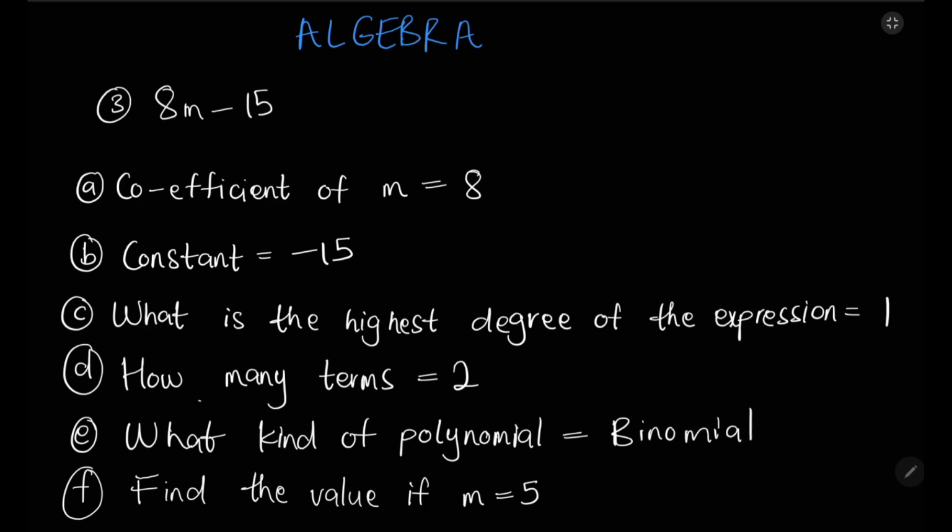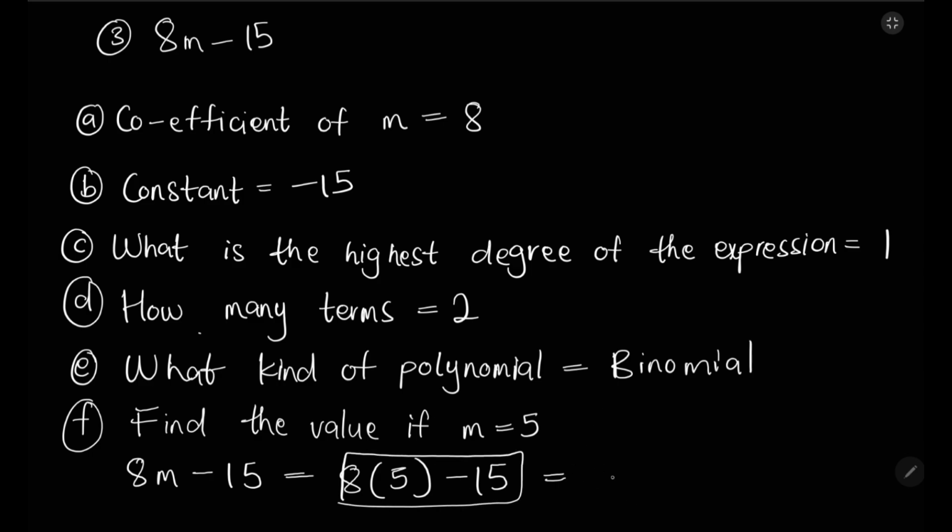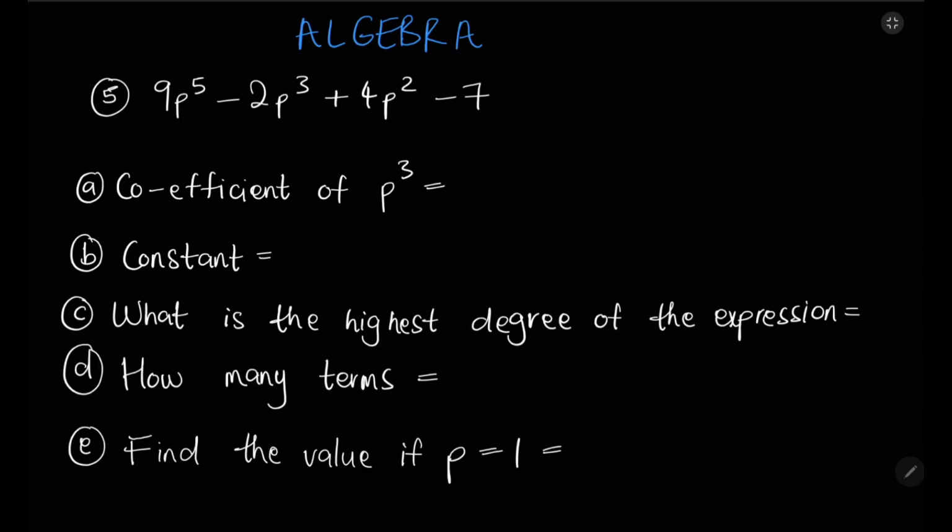Find the value if m is equal to 15. To solve this, you have to substitute 15 whenever we see m. This will be 8m minus 15. Now let's substitute 8. What is m? We substitute 15 minus 15. When you punch this in your calculator, your answer will be 105, or when you simplify. Let's try the last example.